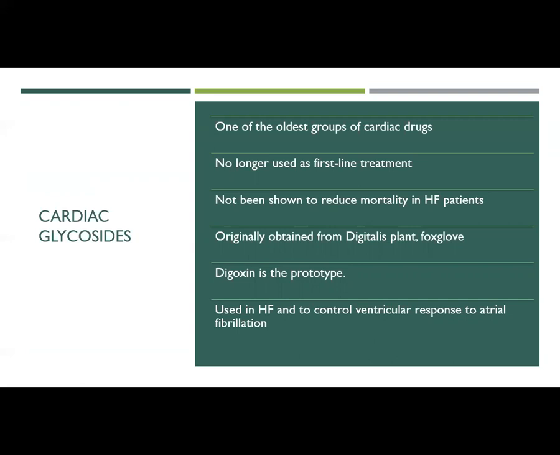So hopefully, if you decide to go to intensive care, you might see them a little bit more. These ones here are cardiac glycosides, which I want you to focus on a little bit more. It's one of the largest groups of cardiac drugs. They're no longer used as first-line treatment, and have not been shown to reduce mortality in heart failure patients. They were originally obtained from digitalis plants, foxglove, and digoxin is a prototype used in heart failure and to control ventricular response in AFib.